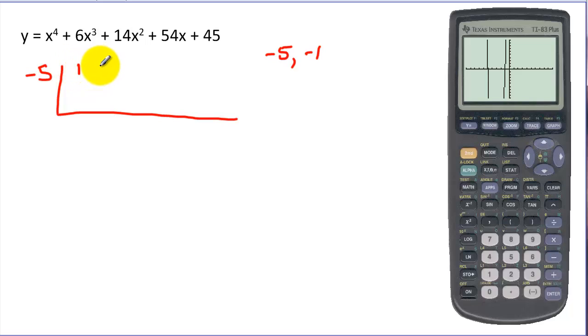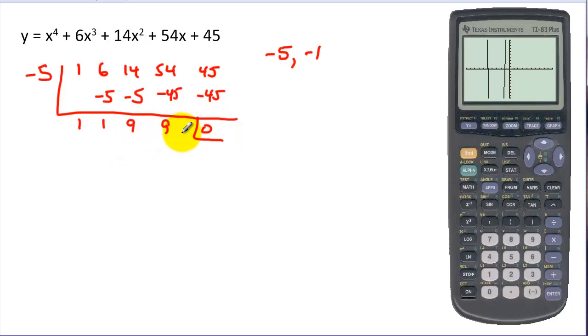So I'll use the negative 5 first. It doesn't matter which order you do these. So now we've got 1, 6, 14, 54, 45. Bring down my 1, so I got negative 5, 1. Negative 5 gives me 9. 9 times negative 5 is negative 45. I get negative 45, and I get 0, which is my remainder. And that's good. If you don't get 0 here, then either you didn't find the zeros here or you've made a mistake. Now we need to factor out or remove the negative 1 zero, so we have to repeat this process.